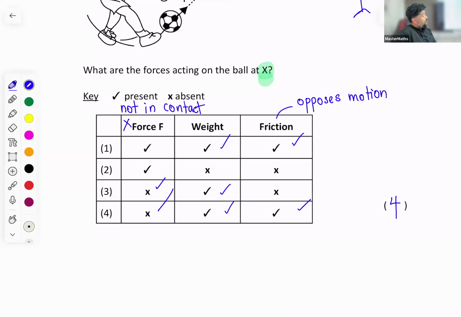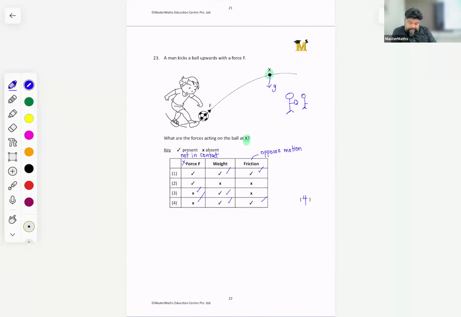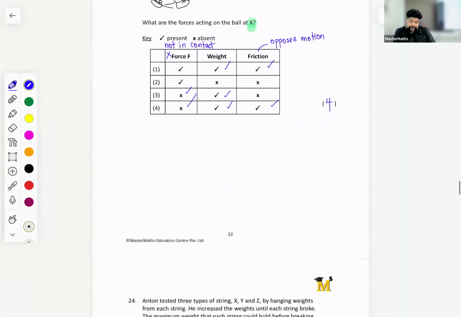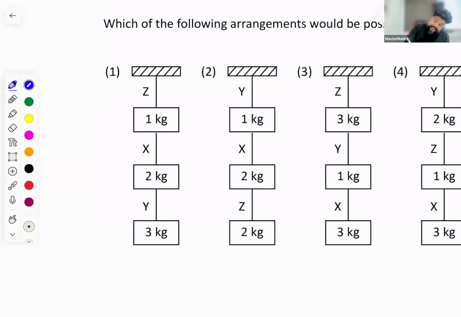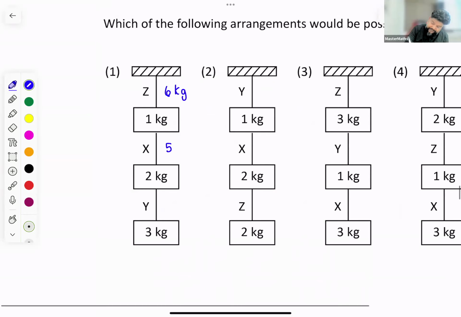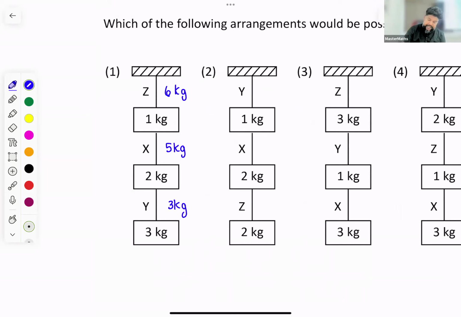Do we understand this? Easy? Okay, question 24. Let's look at Z. How many kg is acting on Z? Z is 6 kg. On X, there is 5 kg. And on Y, there is 3 kg. Same thing, Y has 5 kg, X has 4 kg, and Z has 2 kg.